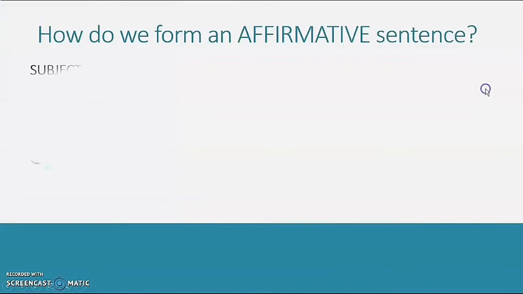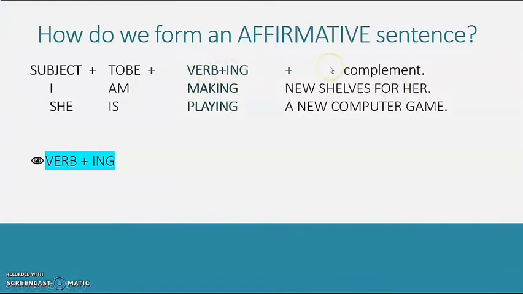Okay, so how do we form an affirmative sentence? First of all, we need the subject and the two inseparable friends, the verb to be, plus the main verb and ing. Then we can have a complement. For instance, I am making new shelves for her. She is playing a new computer game.